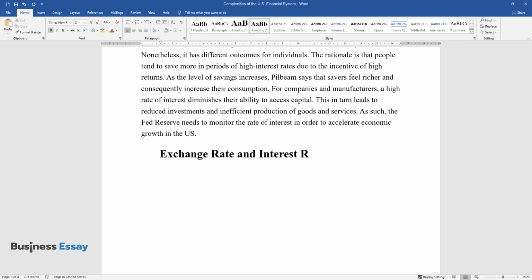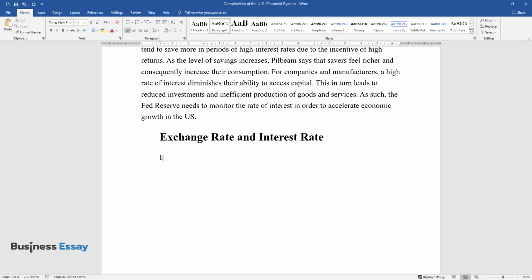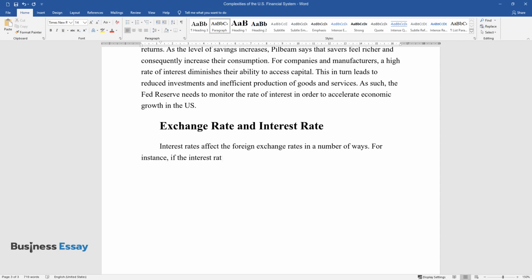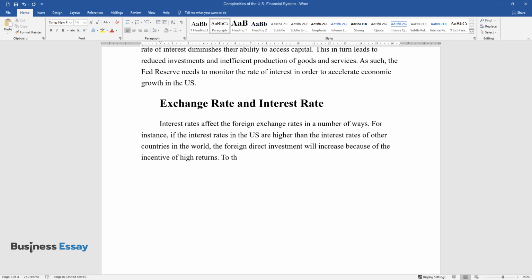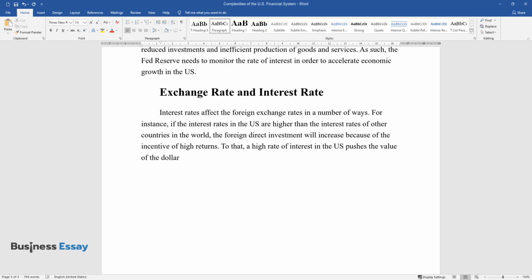Exchange rate and interest rate. Interest rates affect the foreign exchange rates in a number of ways. For instance, if the interest rates in the US are higher than the interest rates of other countries in the world, the foreign direct investment will increase because of the incentive of high returns. To that, a high rate of interest in the US pushes the value of the dollar upwards. On the contrary, a low rate of interest has the tendency of pushing the value of the dollar downwards.